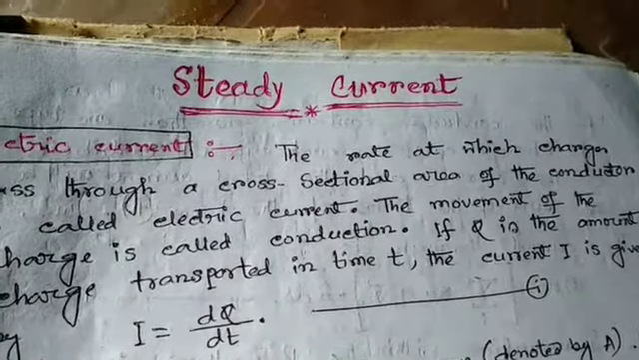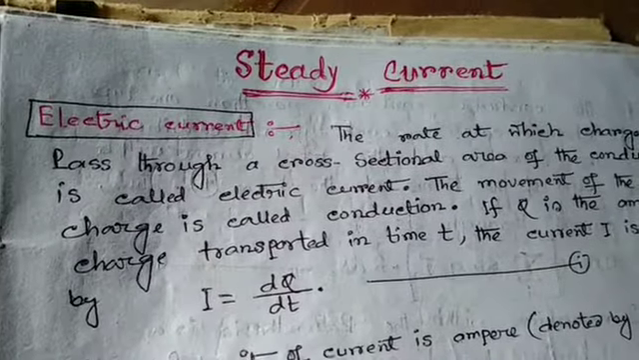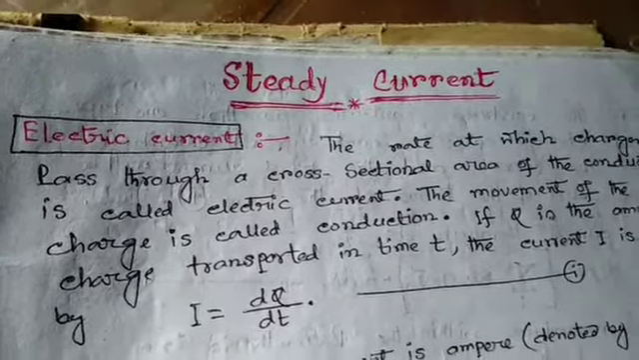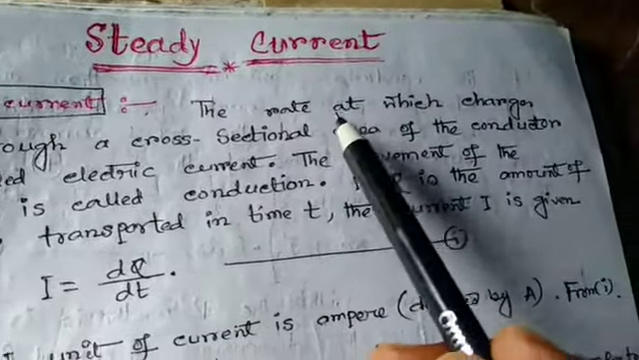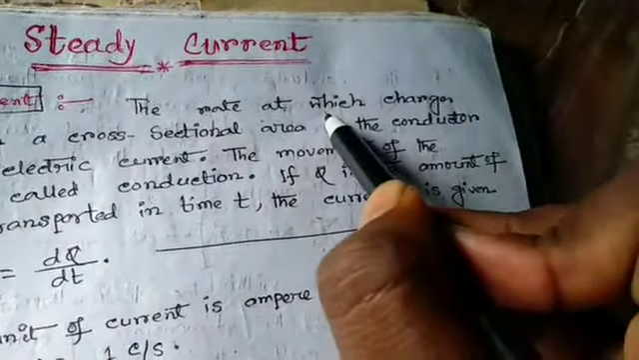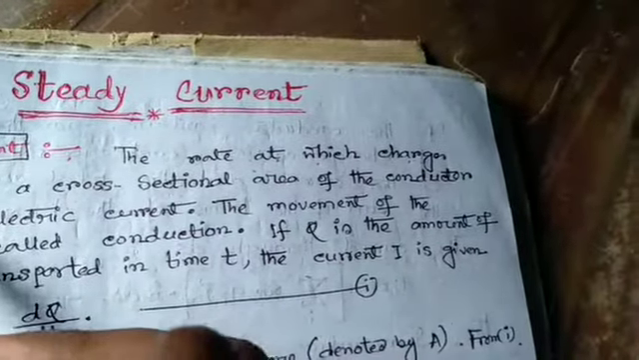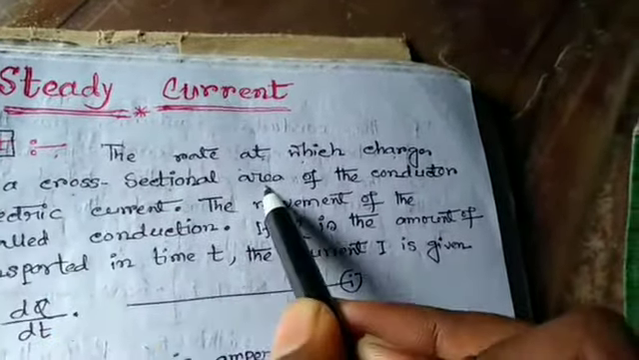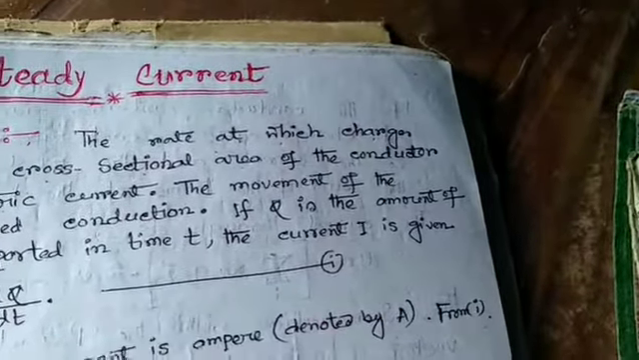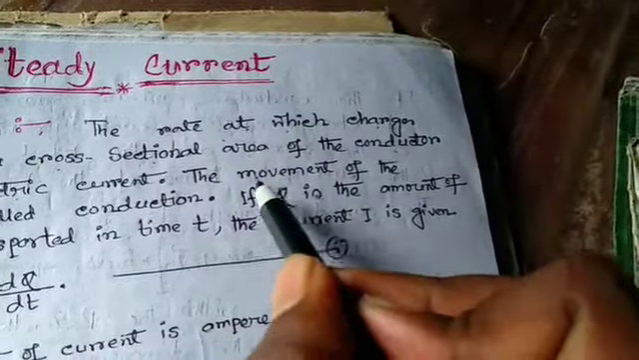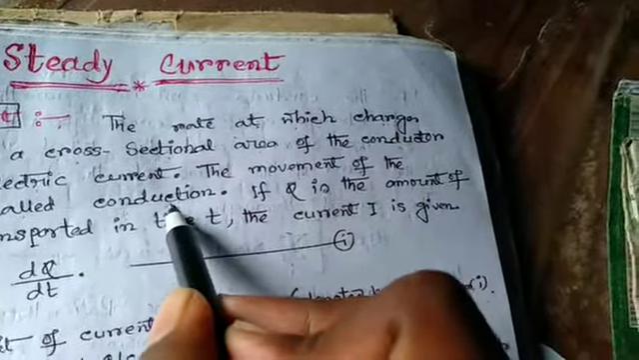Today we will discuss steady current. Steady current क्या होता है? Electric current is the rate at which charges pass through the cross-sectional area of the conductor. The movement of the charge is called conduction.